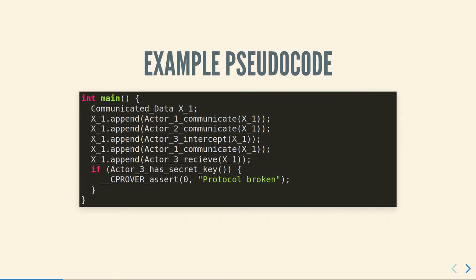So, for instance, this is an example of pseudocode. We have the sum total of communicated data x1, and then each actor in turn communicates. Actor 1 communicates, Actor 2 communicates, Actor 3 communicates, using all of the data that has already been communicated by the previous actors, and so forth. And then, if Actor 3, let's say our bad actor, has the secret key, then we CPROVE or assert an error state, and we throw it into CBMC to see if it can be reasoned about.